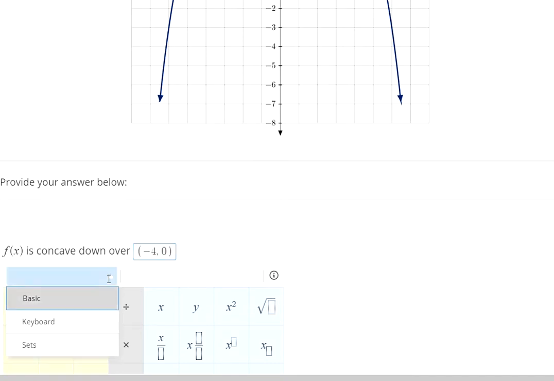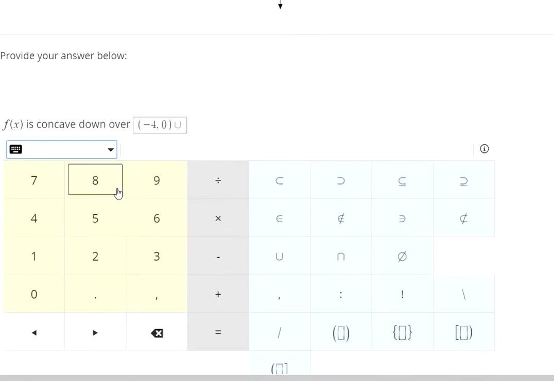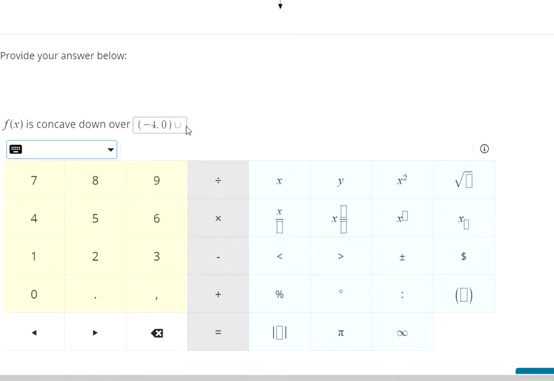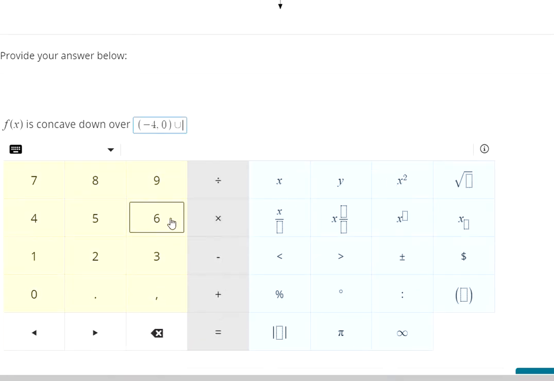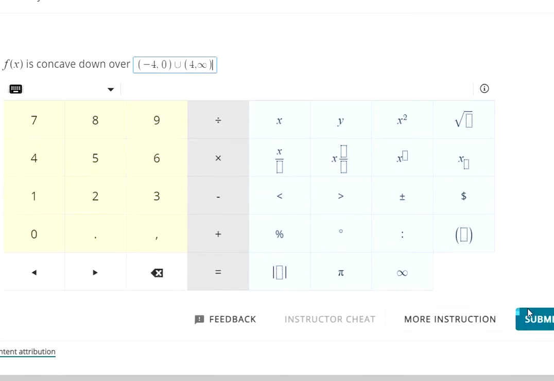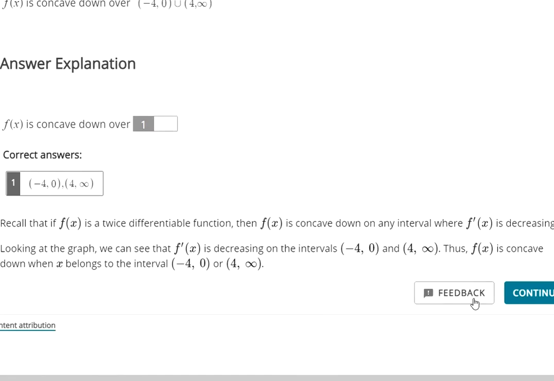And then we need our union operator. And then we said -4 to 0. And then from 4 to infinity because the slopes are going down, starting at 4. And then we use a parentheses because at exactly 4, it's neither concave up nor concave down.